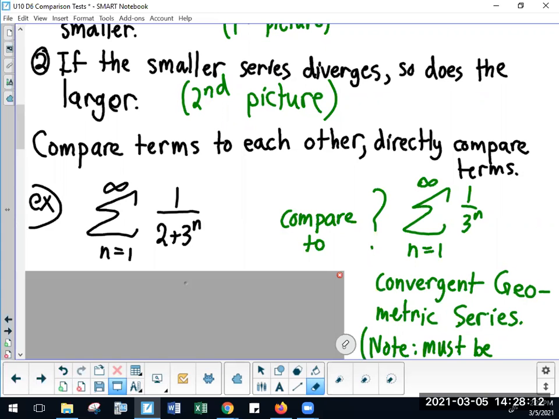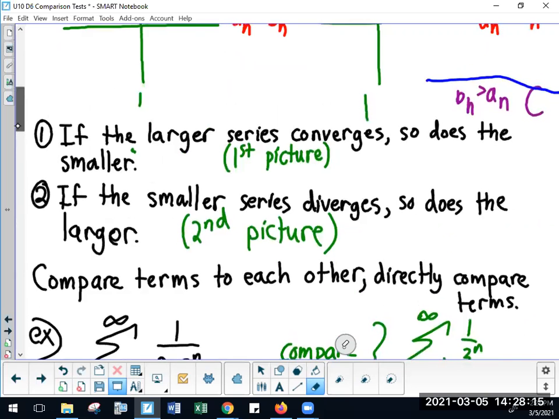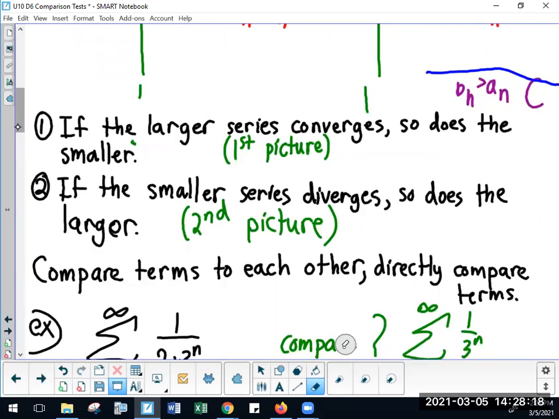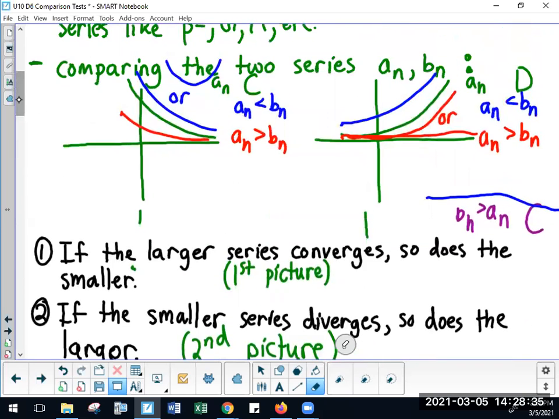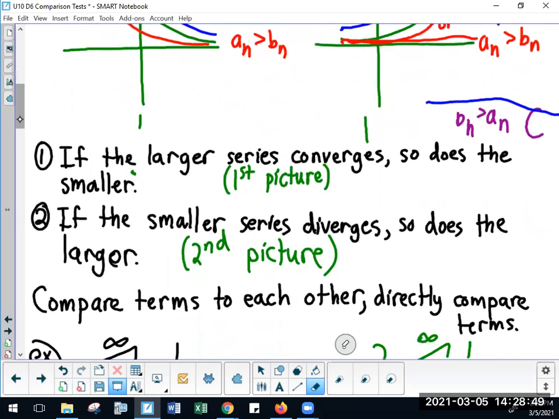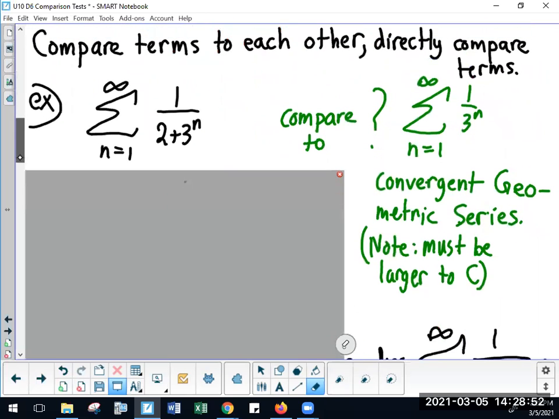So in order for this series to converge, I need the green series to be larger. Right? If the green series is smaller and the smaller series converges, that's the blue version of the first picture. The smaller series converges. The larger series could converge or diverge. We don't know. We need, if the series we come up with converges, we need the series that we're given to be smaller.